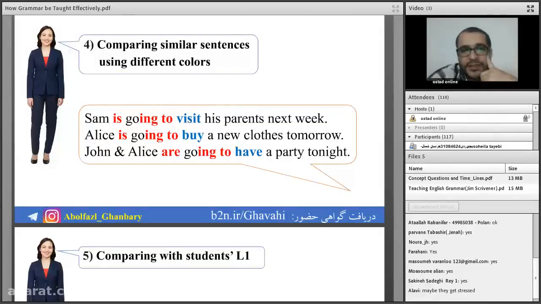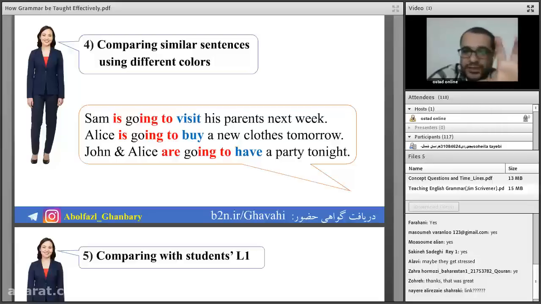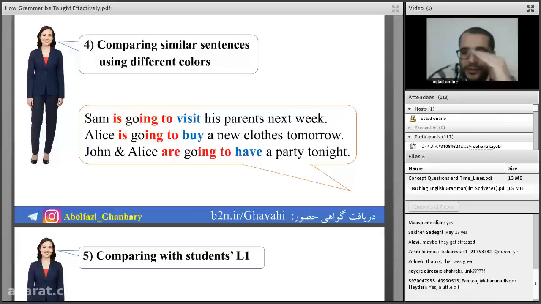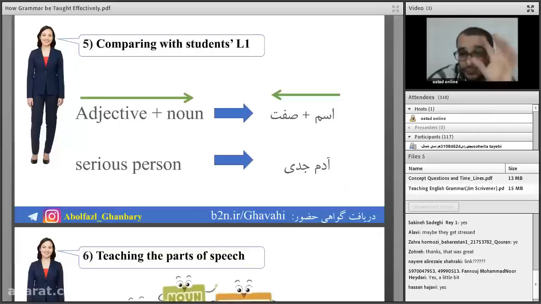The next technique is comparing similar sentences using different colors. Again, it is very common with some teachers. Yeah, they write different sentences on the board and use different colors to show different parts of the sentence. A little bit.